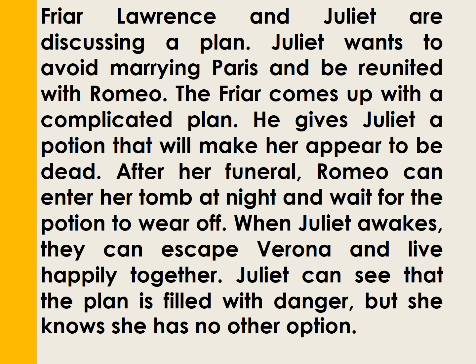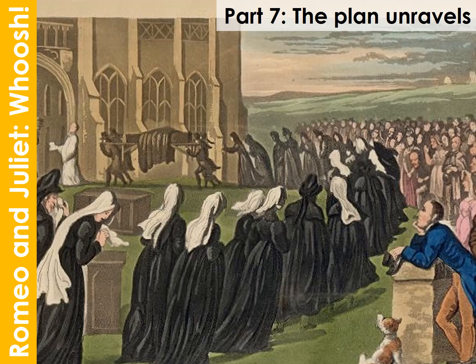Juliet can see that the plan is filled with danger, but she knows she has no other option. I'm kind of thinking maybe she did have other options, but none of them appealed to her is actually more like it. The idea of pretending to be dead, I suppose, could work. And of course, as the picture suggests, this does not go to plan.